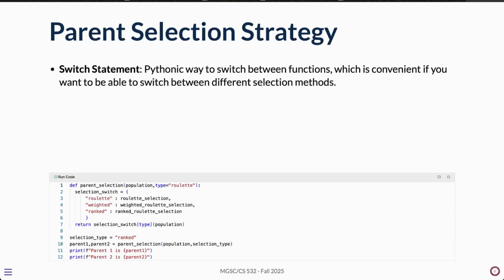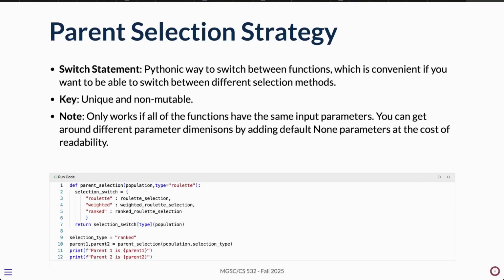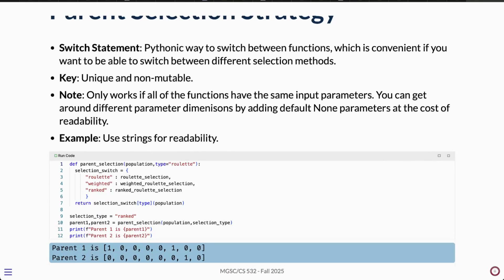So, Python dictionaries provide a clean way to implement strategy pattern functionality, and we're able to create a dictionary where the keys are method names and values are function references. However, the keys must be unique and immutable, so strings are a great example. And also, all of the functions need to have the same input parameters. And this constraint makes sure that we can swap methods without changing the calling code. So this is just an example of what our selection code might look like.